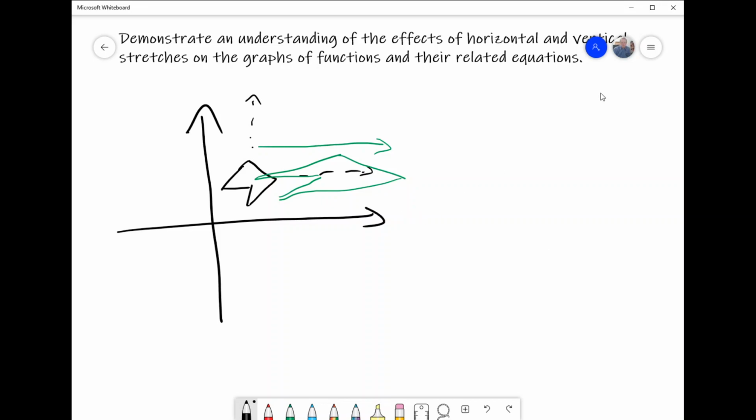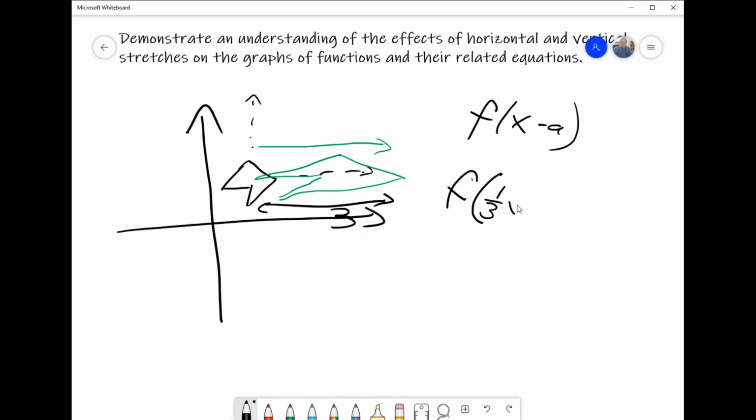This one also has a counterintuitive aspect. So just like translating to the right, we were subtracting instead of adding. Here, if we want to stretch it and make it twice as wide as it used to, actually it looks more like 3 times, so we'll use the number 3 instead. We don't replace x with 3x, we replace it with 1/3 x.